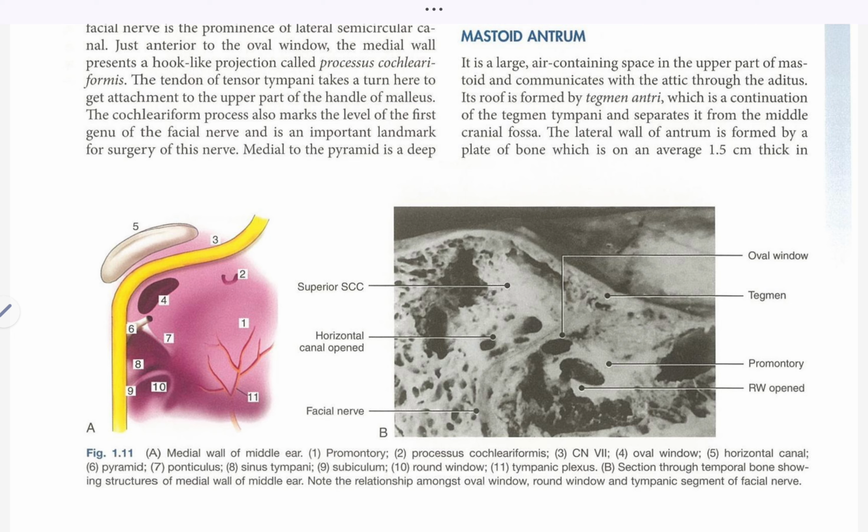Section B, section through the temporal bone showing structures of the medial wall of the middle ear. Note the relationship among the oval window, round window, and tympanic segment of the facial nerve. Here we can see the oval window, tegmen tympani, promontory, round window opening, facial nerve, horizontal canal opening, and superior semicircular canal.